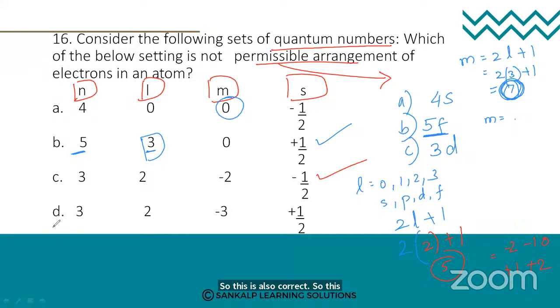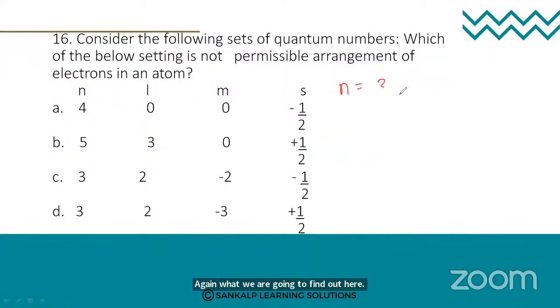Now, when we see the D option, again what we are going to find out here, N is equal to 3 and L is equal to 2. So which is it?